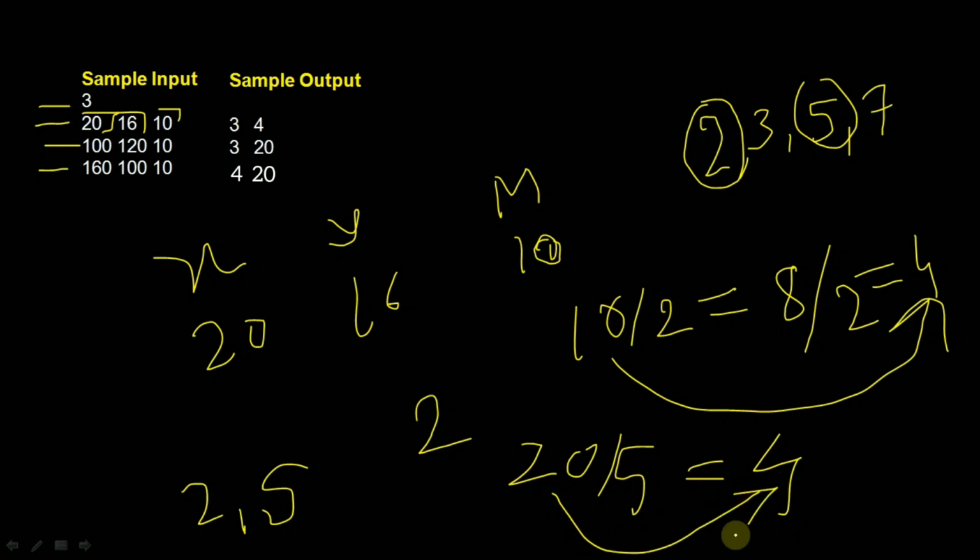Okay, so the total time taken to meet is 3 seconds. From 16 to 4 it will take 2 seconds, and from 20 to 4 it will take 1 second. So the total time is 3 and the floor number is 4. So the output will be 3 and a space, then the floor number, that is 4.